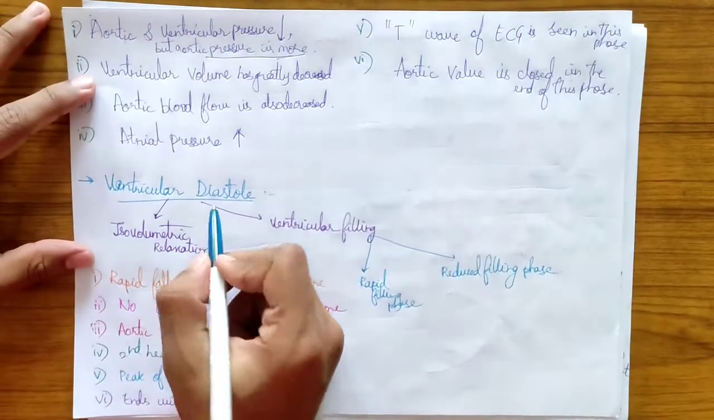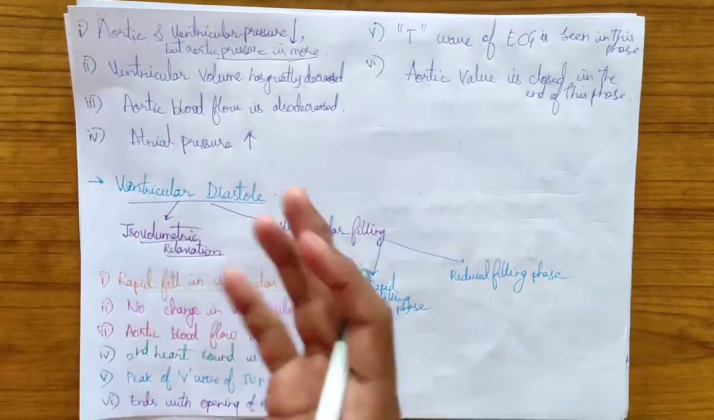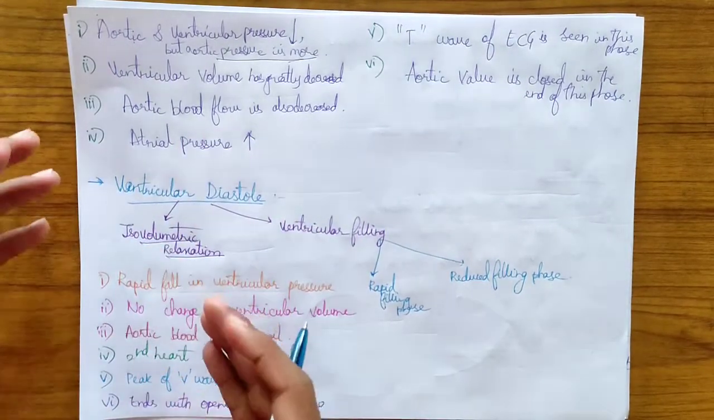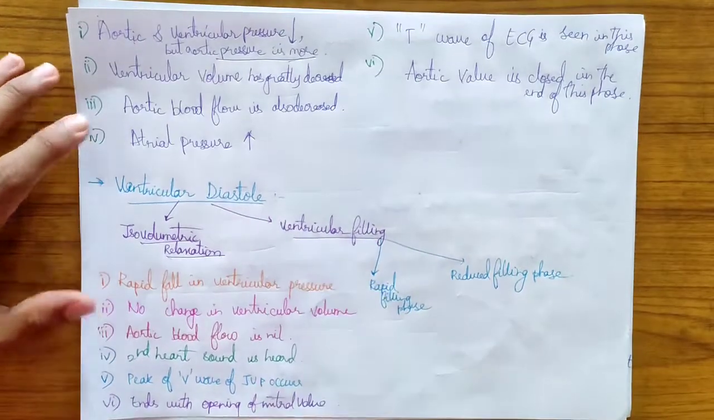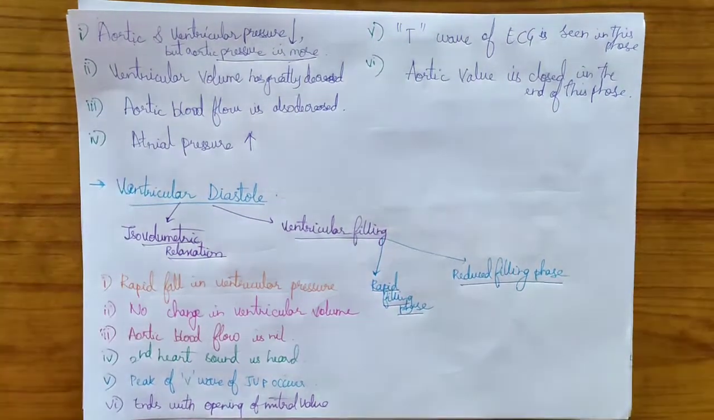The ventricular diastole is again divided into two parts, that is isovolumetric relaxation, the same as the isovolumetric contraction, only relaxation is different. The next one is the ventricular filling. It is also again divided into rapid filling phase and reduced filling phase.